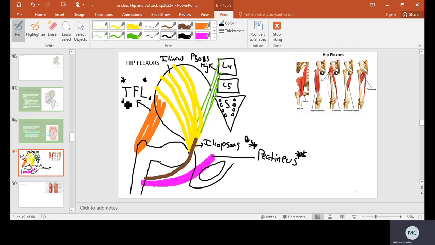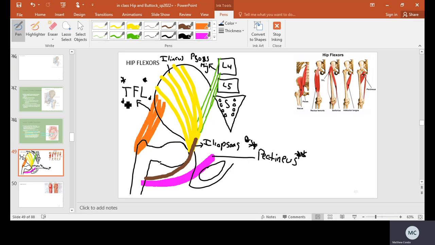According to Gray's, what the TFL does is it does exactly what it says it does, right? This is a great example. It does what it says. What does my tensor fascia lata do? It tenses my fascia lata. What is the layman's term for fascia lata? IT band, right? What does IT band stand for? Iliotibial band. So if you look at Gray's, what it says TFL does is it stabilizes an extended knee.